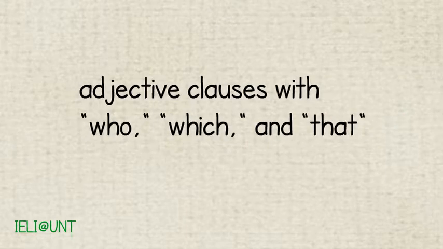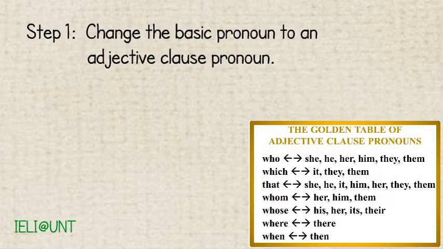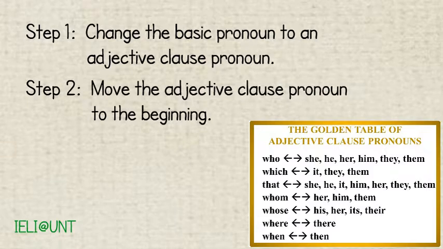Hello everyone. Today you're going to learn about how to make adjective clauses with who, which, and that. These are the adjective clause pronouns that are the easiest to use. The process for making an adjective clause from a normal sentence involves two steps. First, you change the pronoun from a basic pronoun to an adjective clause pronoun. Then you move the adjective clause pronoun to the beginning of the clause.